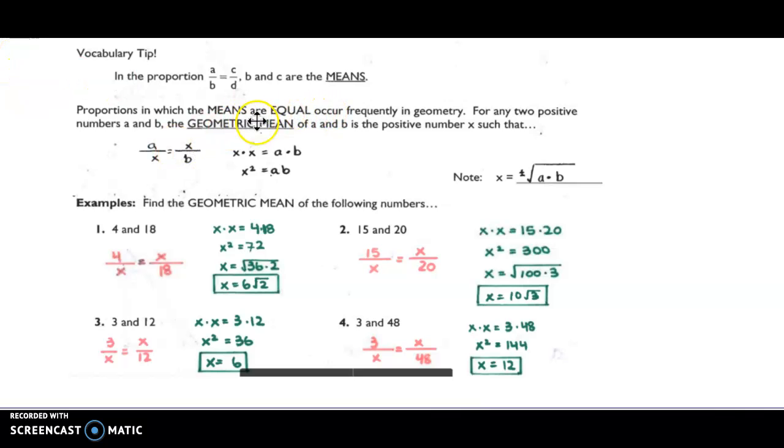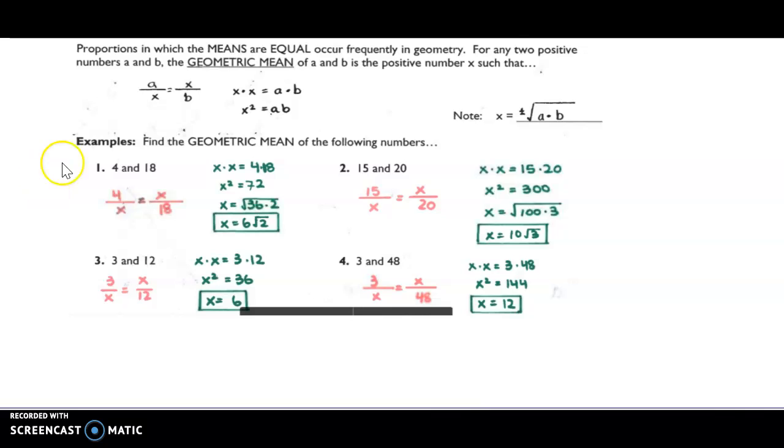We're going to look at what's called the geometric mean. So in a proportion here, B and C are the means, and they equal the product here. So here, x times x is equal to A times B. So, just jumping straight into an example: find the geometric mean between the following numbers, like 4 and 18.